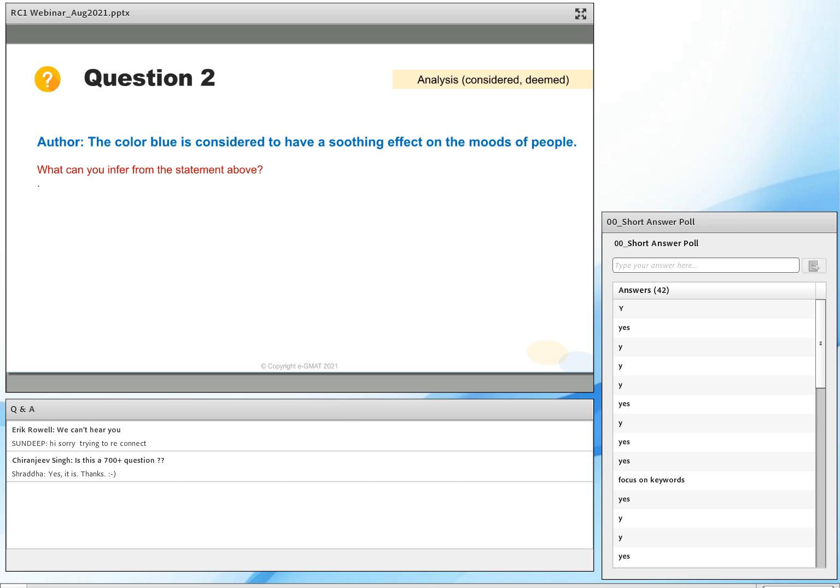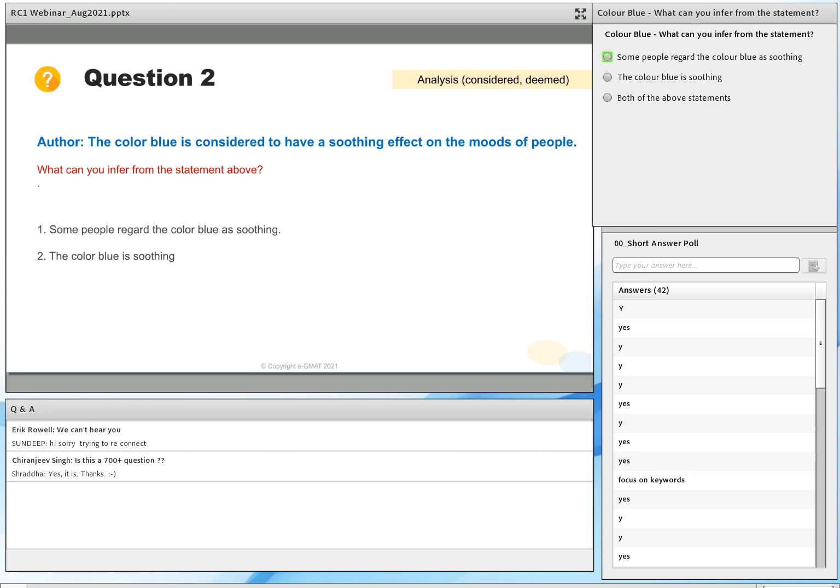Imagine I'm the author, all right? Imagine that I'm the author and I'm making the statement: the color blue is considered to have a soothing effect on the moods of people. Now the question I have for you is this one. What can you infer based on the statement that's mentioned here? And I brought in the poll for this.